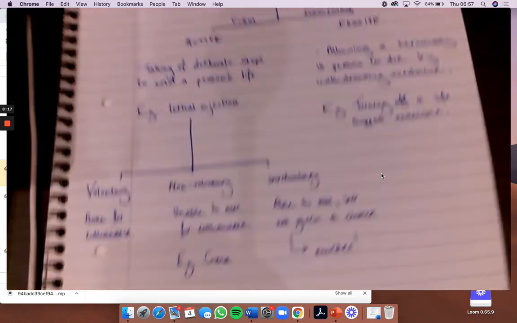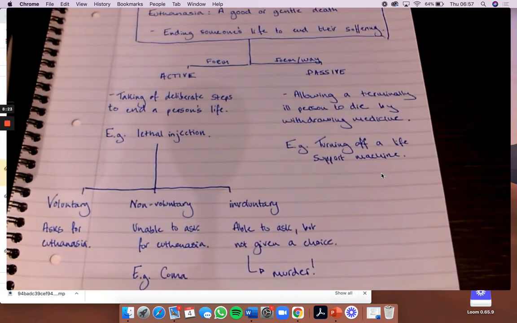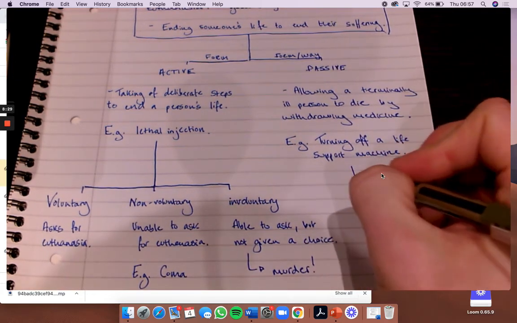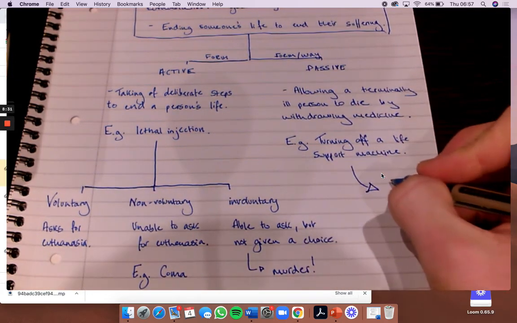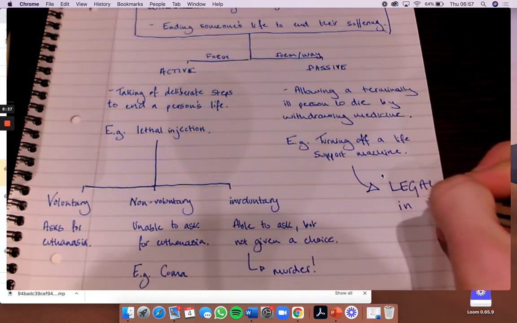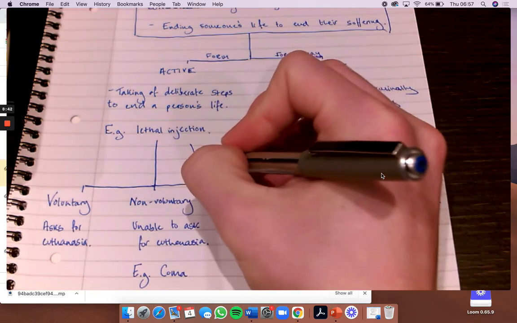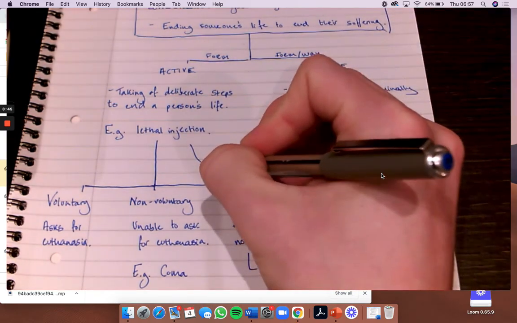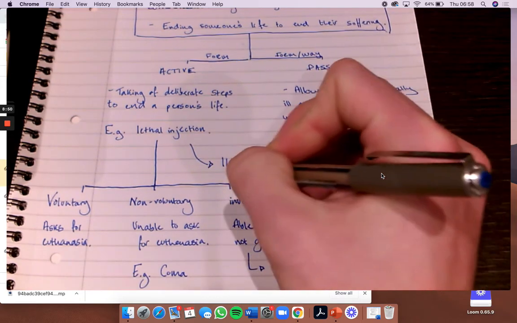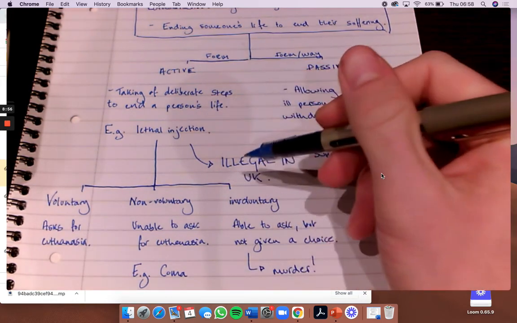It's important to remember, let me just make sure that's all in focus, that in the UK, passive is legal and active is illegal in the UK. However, active is allowed in some European countries.